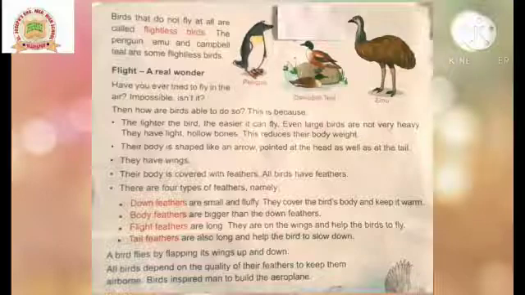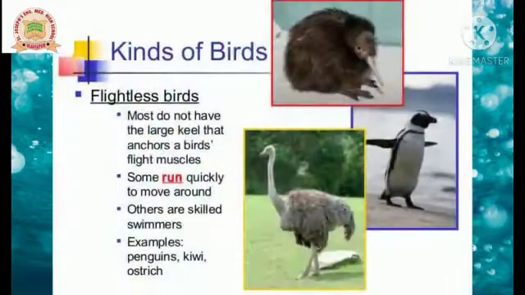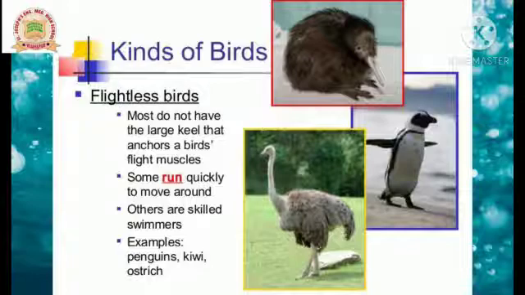Now, children, I will explain this whole paragraph. So, listen carefully. First of all, I will explain about the flightless bird. What is meant by flightless? Flight means fly. Less means no. It means the birds which cannot fly. The birds which do not fly are called flightless birds. See in the picture, the penguin, ostrich and kiwi. These are examples of flightless birds. They have wings but they cannot fly.